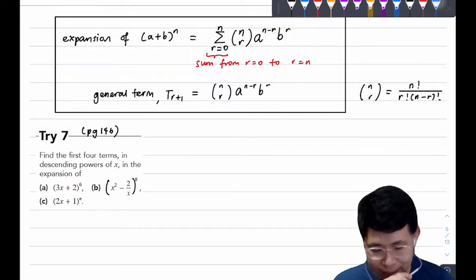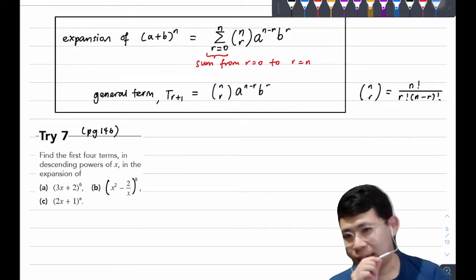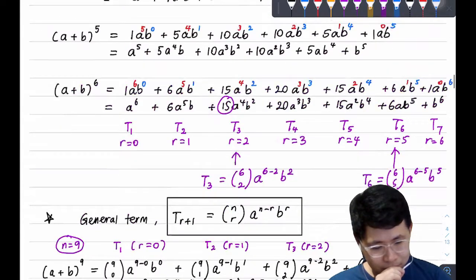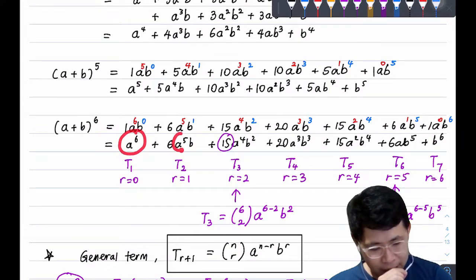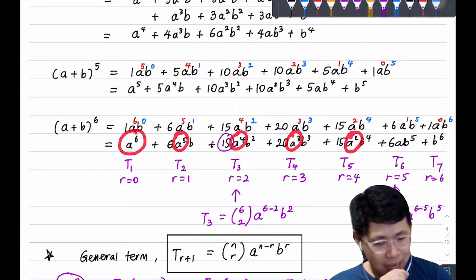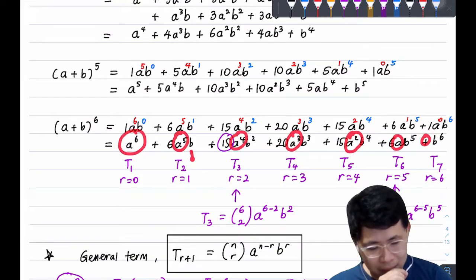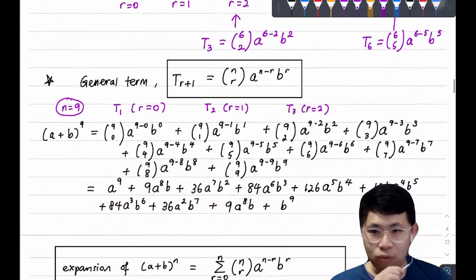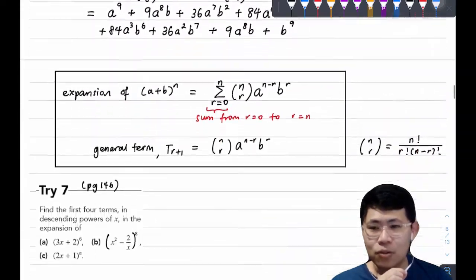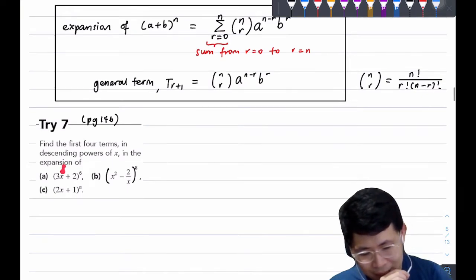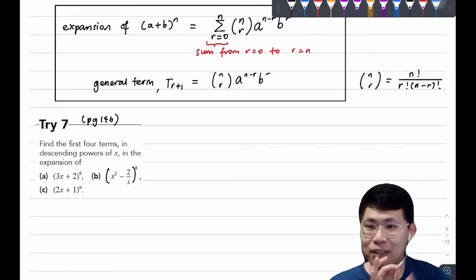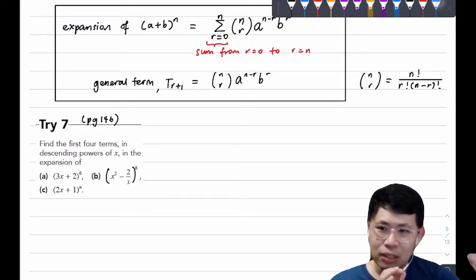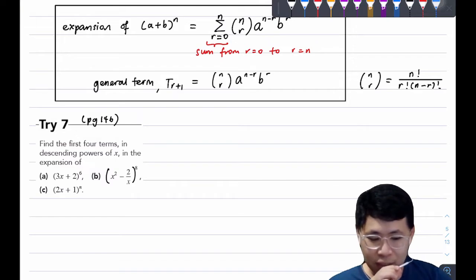Okay, in descending powers of x. The thing for descending powers of x is that you notice this a, previously when we expand, the powers of a are decreasing, and for b, the powers are increasing. So if you want decreasing powers of x, this x must be in front: the higher power must be in front, the lower power behind, then you can really see that the power of a will decrease. So this is the first thing to take note.